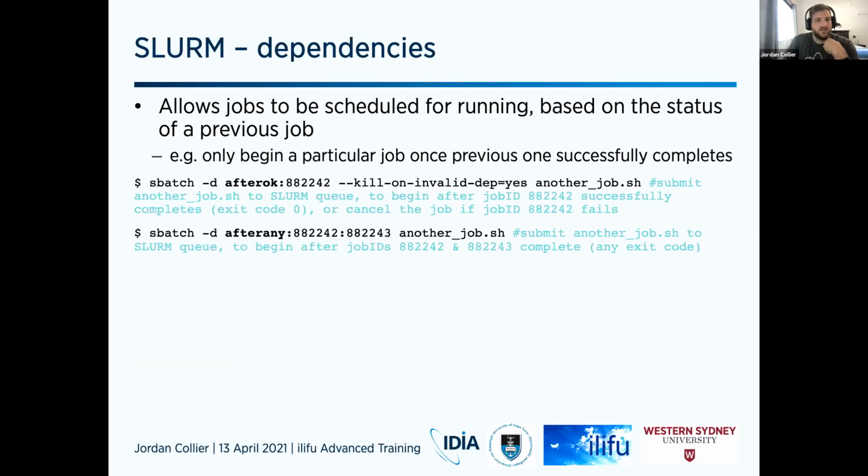And then lastly, for advanced SLURM usage, dependencies. So this is essentially where a job can be scheduled for running based on the status of a previous job that's been launched. So for instance, you may only want to run this job once a previous one successfully completes. And the syntax for that is sbatch and then option D for dependency, afterok, colon, and then the job ID. And then you can say kill-on-invalid-dep=yes. This just means if this particular job that's a dependency crashes, doesn't complete successfully, then kill this job that I've submitted to the queue, so it doesn't just sit in the queue and never run. It will cancel the job.